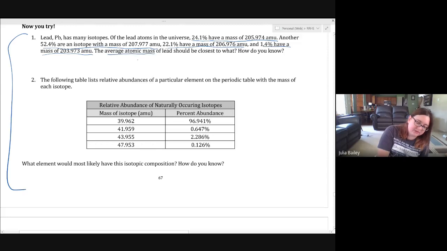So if you read this question, it gives you a bunch of data, and it's asking you for the average atomic mass of lead. That means the mass on the periodic table. We know that the mass on the periodic table is going to depend on the weighted average of all of these numbers. We're not just going to take the mean of 205.974, 207.977, 206, 203. We don't just take the mean of those four numbers. That's not how we're going to get what's on the periodic table.